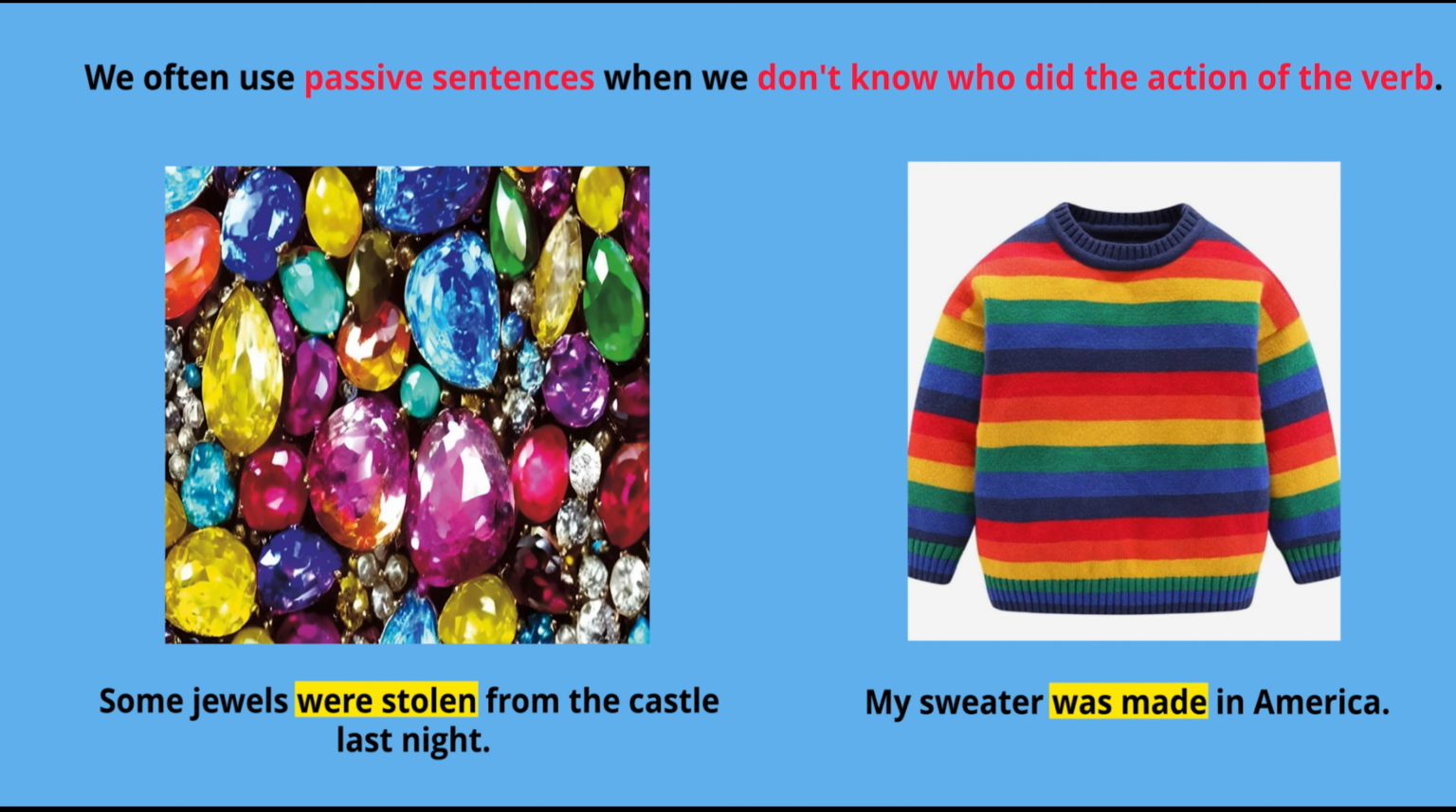In the first image, you can see nice gemstones, some jewels, right? Some jewels were stolen from the castle last night. So, do you know who stole them? No, right? So, when we don't know who did the action of the verb, the verb is in the passive voice. Some jewels were stolen from the castle last night. If you know who did it, you can say they stole the jewels or he stole the jewels, right?